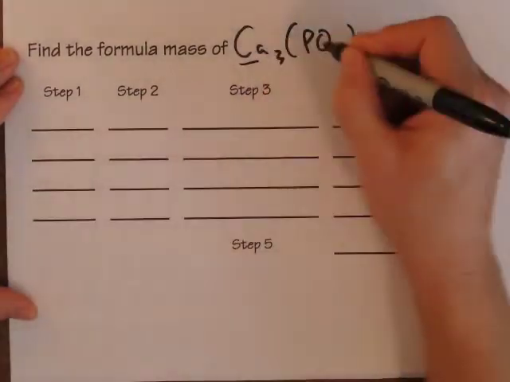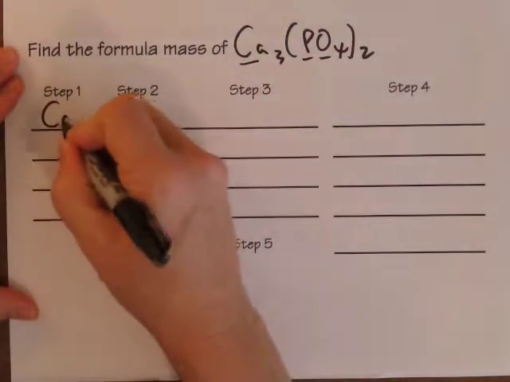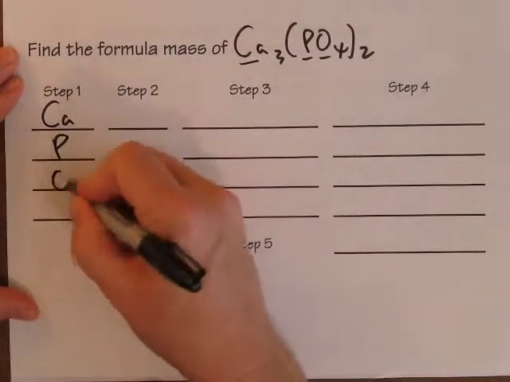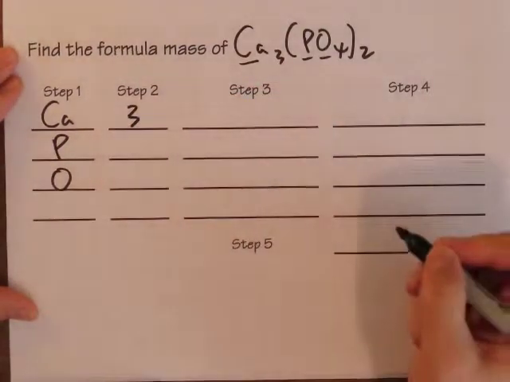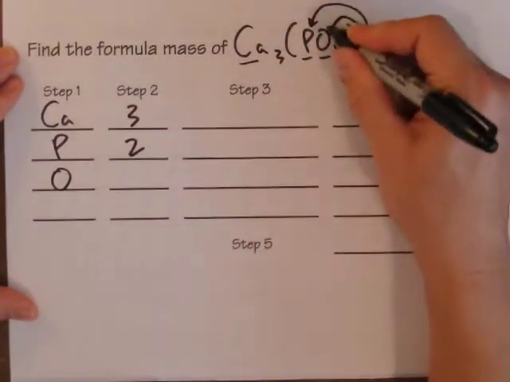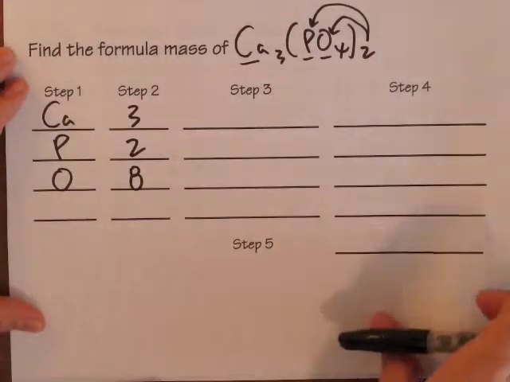Okay, so elements start with capital letters. So I'll identify calcium and phosphorus and oxygen, and then we'll count how many atoms there are of each element. There are 3 calciums, there are 2 phosphorus, and there are 8 oxygens. Then we'll look for those elements on the periodic table and find their atomic mass.